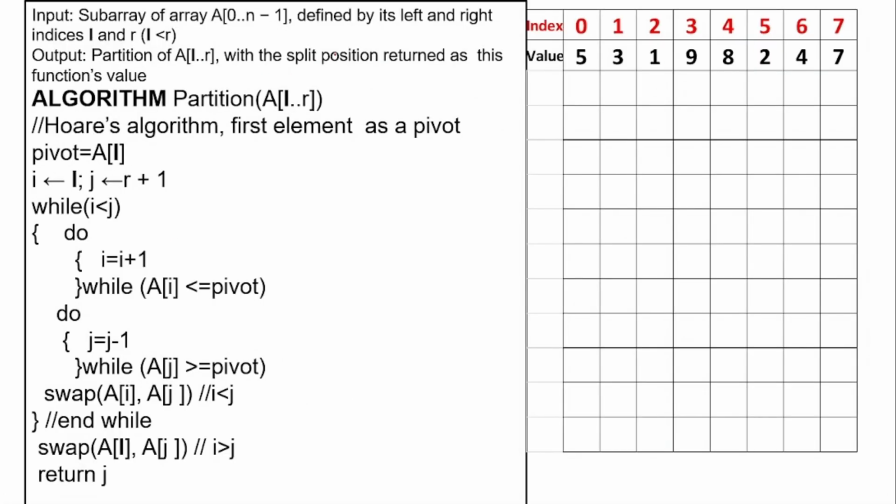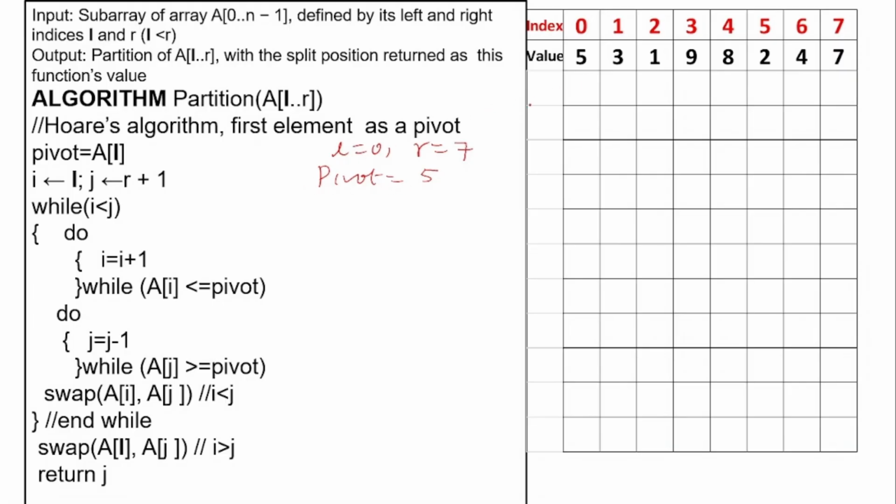So the given array is 5, 3, 1, 9, 8, 2, 4, 7. So here L is 0, R is 7, and the pivot element is 5, that is A of L, which is 5.